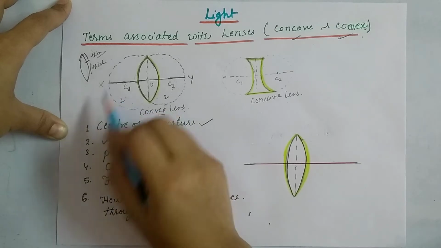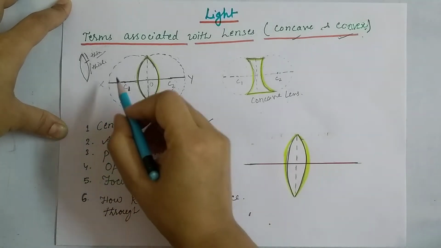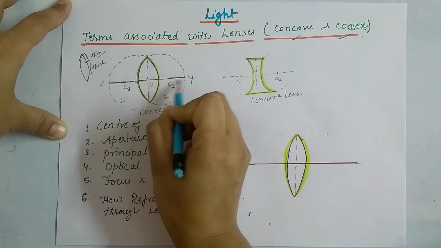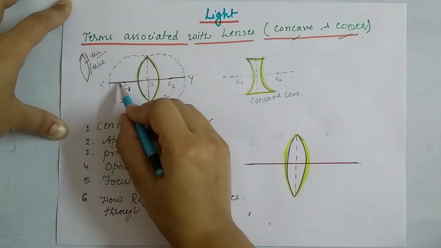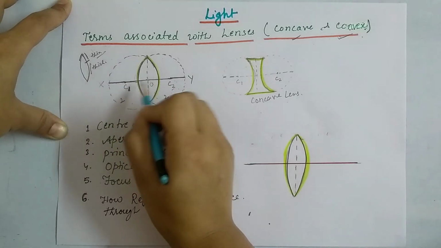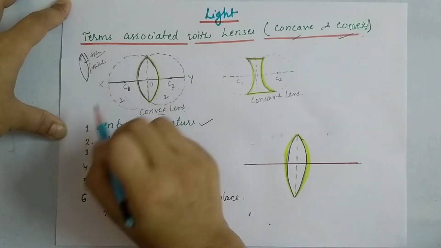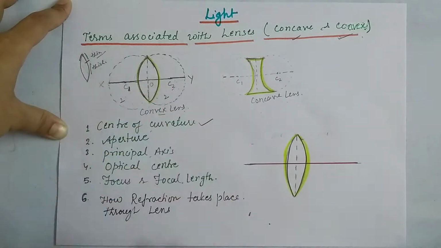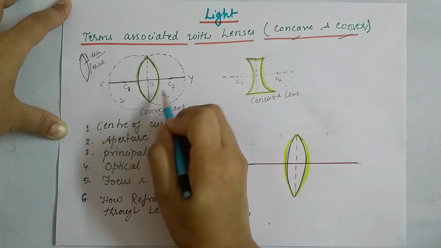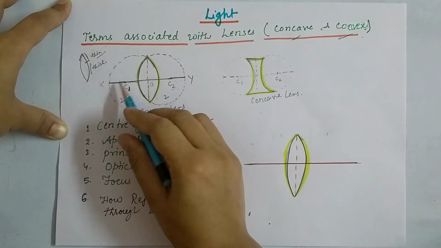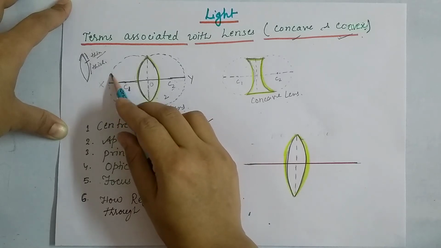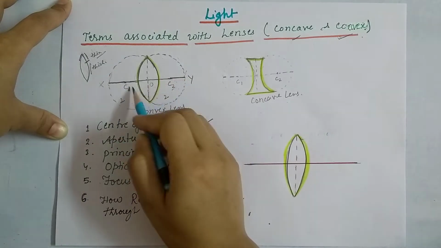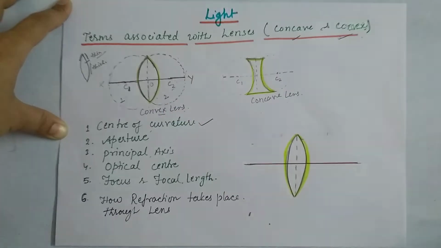Now, principal axis. It is an imaginary line that we draw from C1 and connect from C1 to C2. So that is your principal axis. This will go through the middle of the lens, and it is an imaginary line that we draw to connect C1, center 1 and center 2, from this part of the sphere and from this part of the sphere. This is called your principal axis.